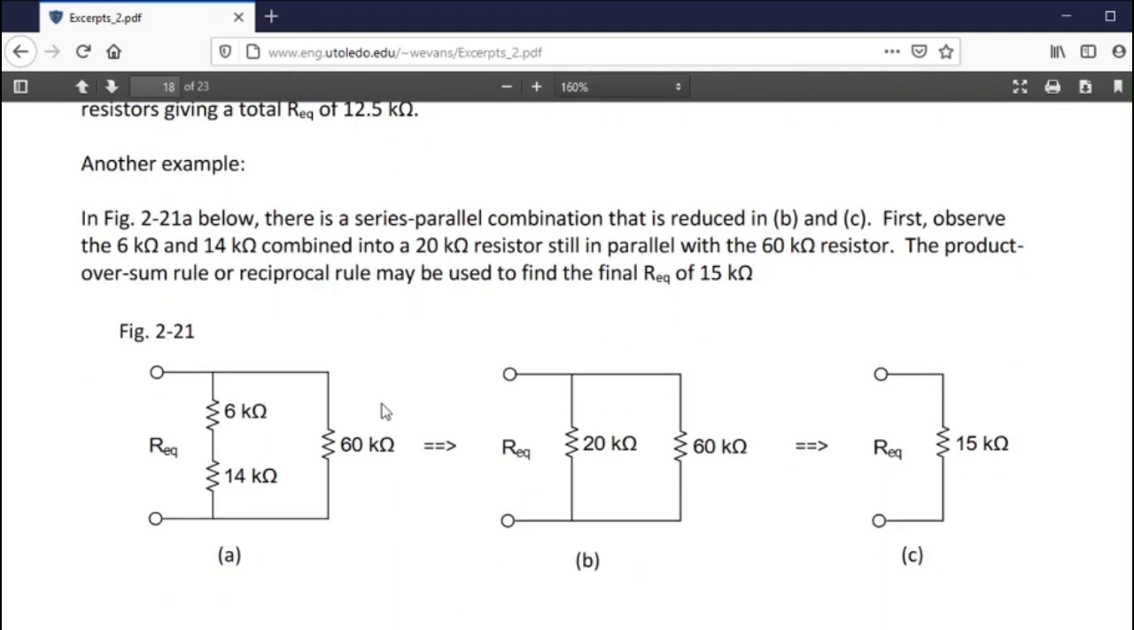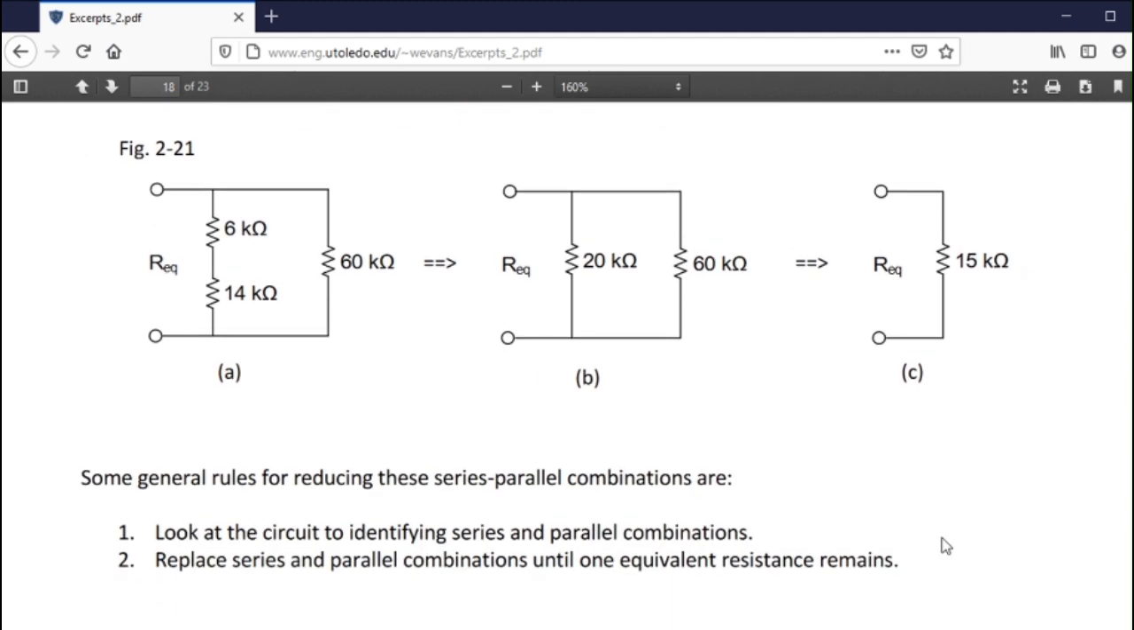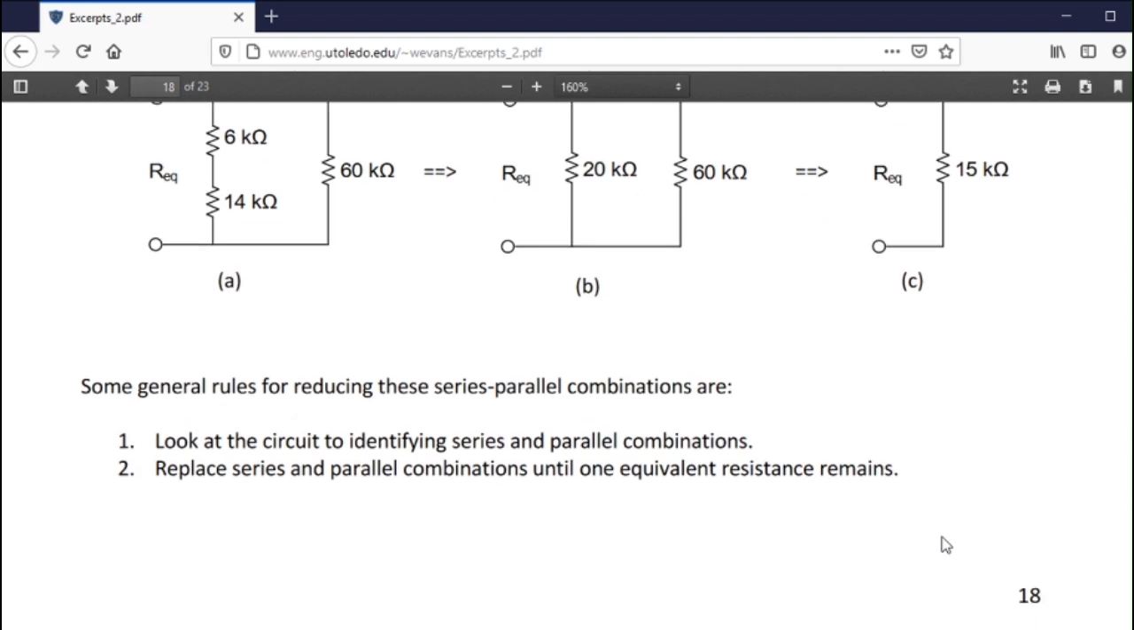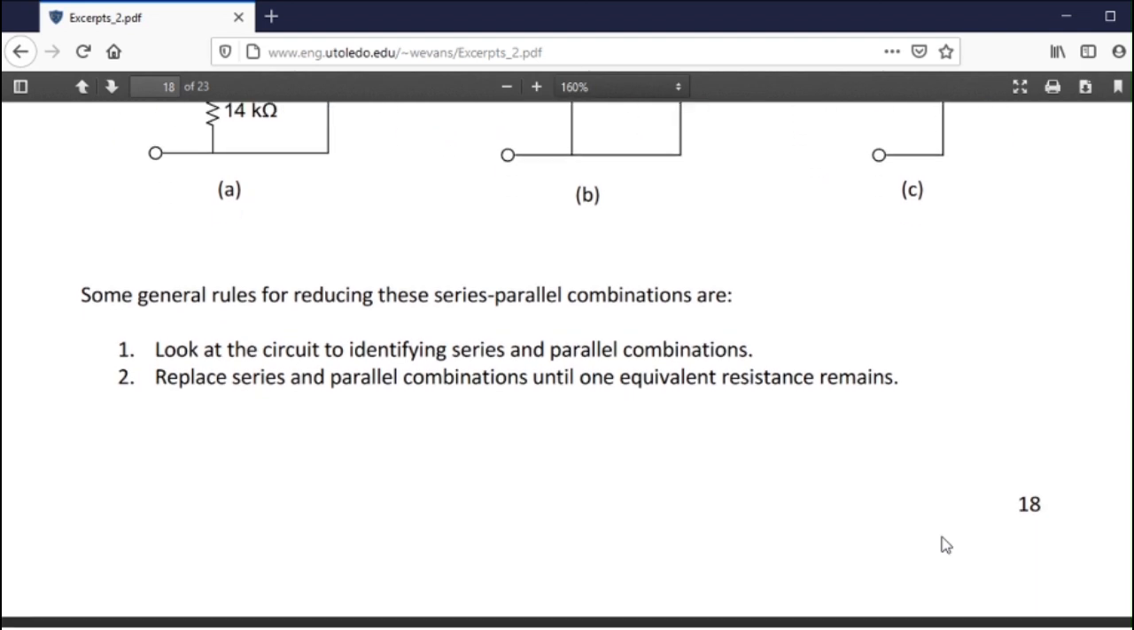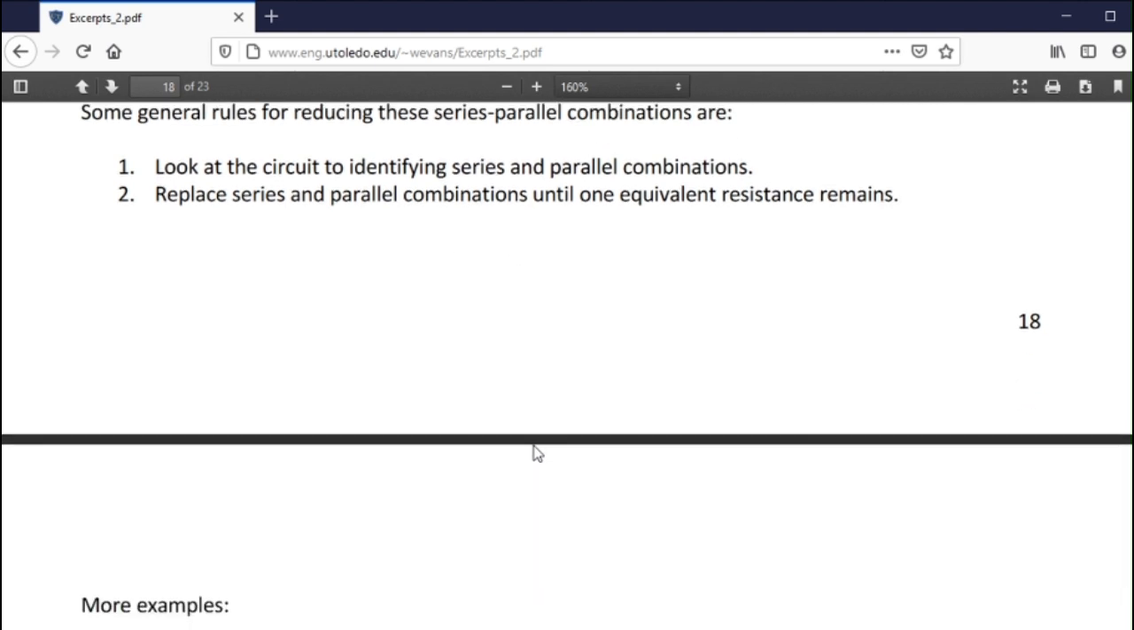Okay, here's another one. Now for this one, you add these together first because they're in series, and then you combine them, and then you combine this, and that gives you an R equivalent over here. Combine the series, and then combine the parallel, giving you an R equivalent. Again, that's a way to do it. So, some general rules for reducing series parallel. Look at the circuit to identify series and parallel combinations. Replace the series and parallel combinations until one equivalent resistance remains.